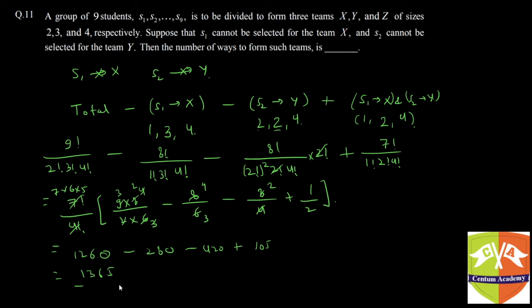1365 minus, this is 0, 8 plus 2, 10 and 7. So what remains is 665. So total number of ways is 665. So this was a slightly good question, moderate side question, not that easy, not that tough either.